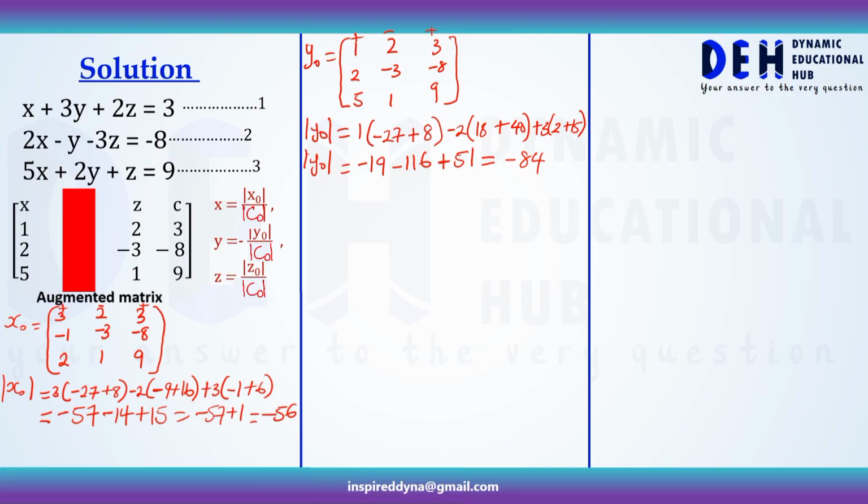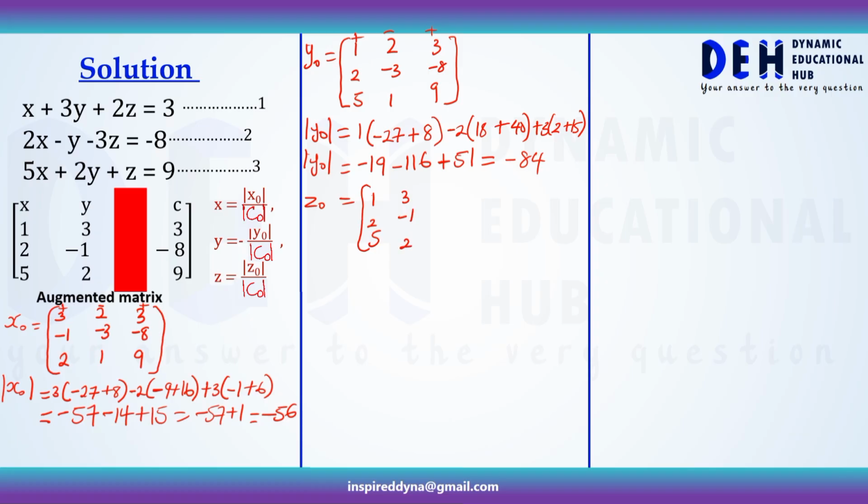The next one is, let's quickly find that of z naught. So what will be the z naught here? Just come over here, you delete the column for z naught. When you delete it, you have this matrix here, you have 1, 2, 5, so you have 3, minus 1, 2, then you have 3, minus 8 and 9, so you have it here.